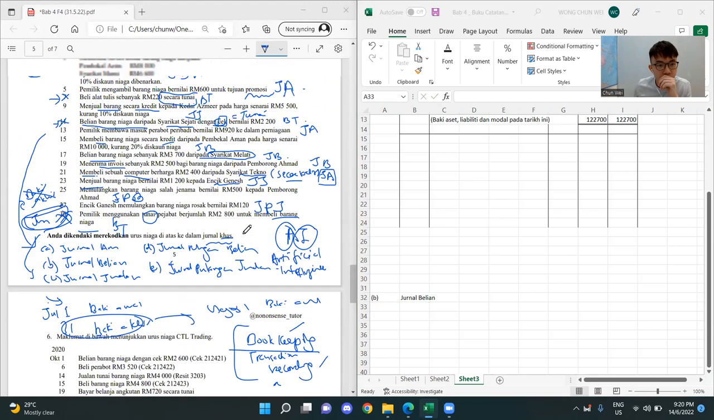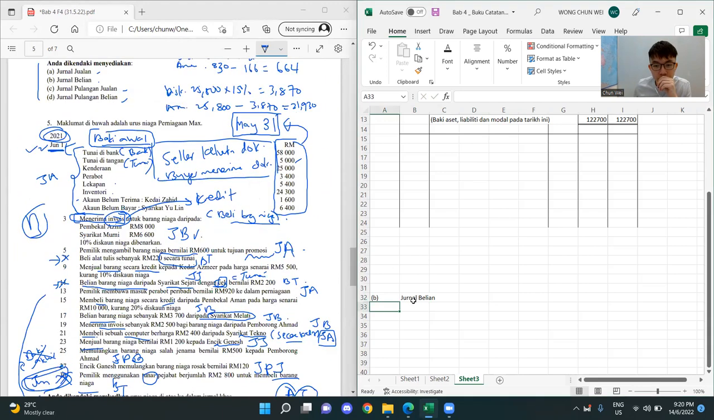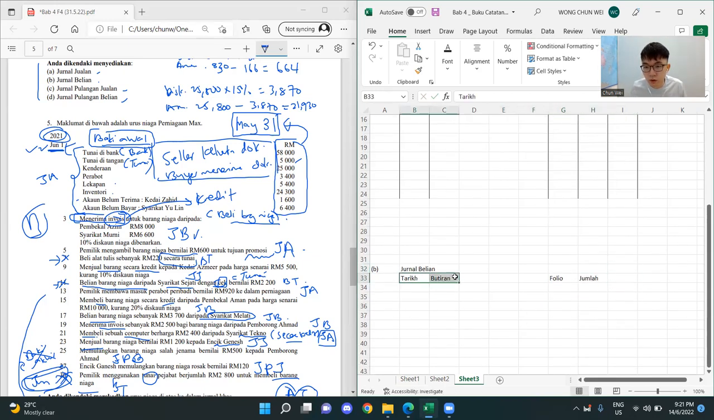Okay, so general bullion. Then draw out the format first. Tarikh, Butiran, Folio, Jumlah. Maybe I'll put the amounts here. So this is a format for your journal bullion.